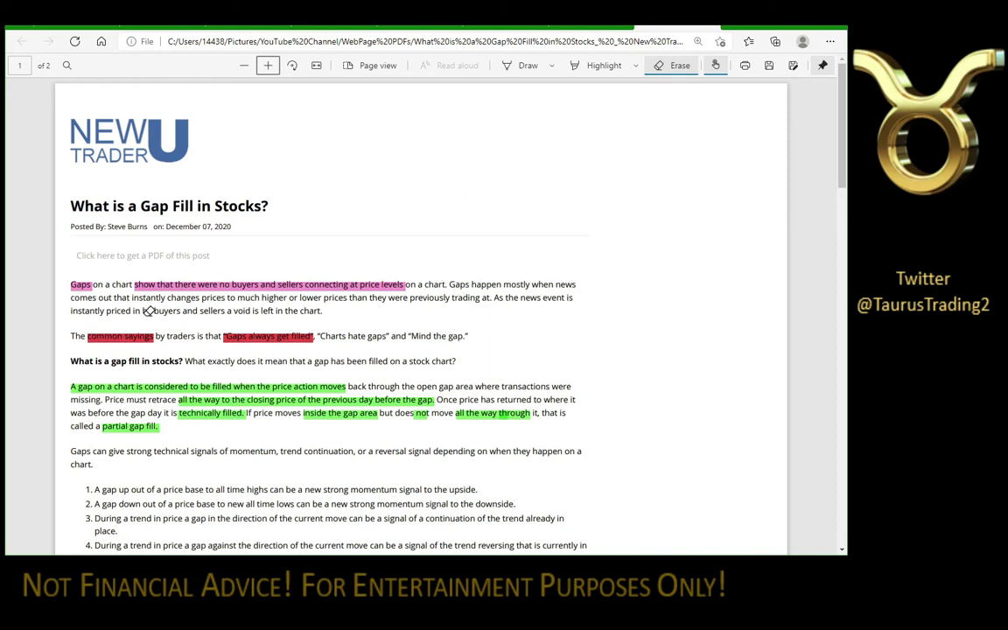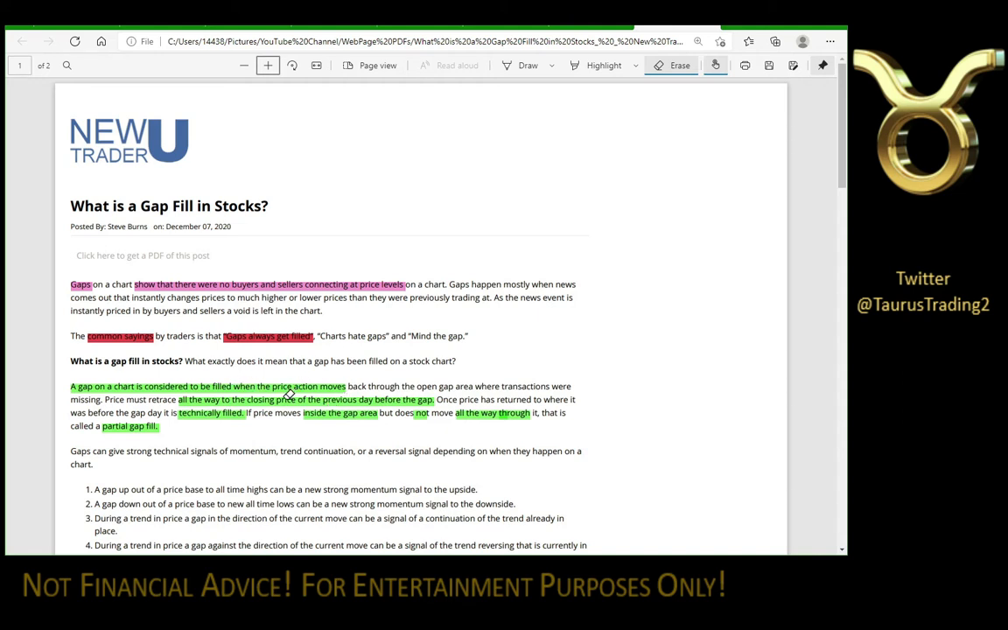So let's continue here. The common sayings by traders that you probably hear a lot are "gaps always get filled." I hear that one way more often than I hear these other ones, but gaps always get filled, and for the most part, that is the truth. A gap on a chart is considered to be filled when the price action moves all the way up to the closing price.